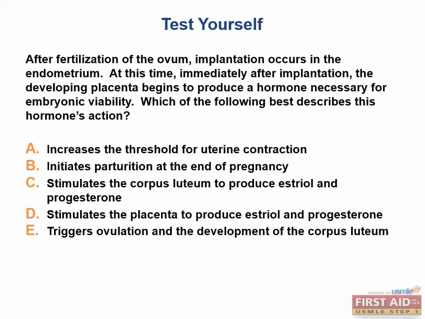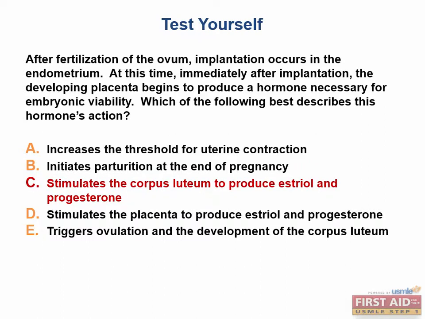Test yourself. After fertilization of the ovum, implantation occurs in the endometrium. At this time, immediately after implantation, the developing placenta begins to produce a hormone necessary for embryonic viability. Which of the following best describes this hormone's actions? Is it A, increases the threshold for uterine contraction, B, initiates parturition at the end of pregnancy, C, stimulates the corpus luteum to produce estriol and progesterone, D, stimulates the placenta to produce estriol and progesterone, E, triggers ovulation and the development of the corpus luteum?